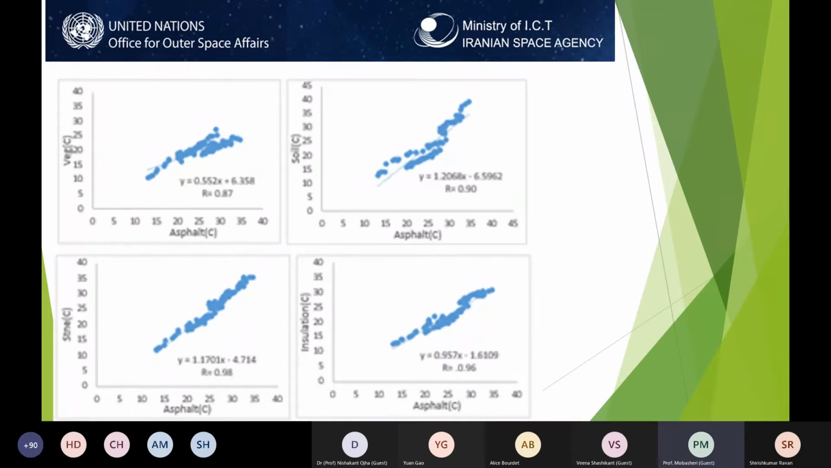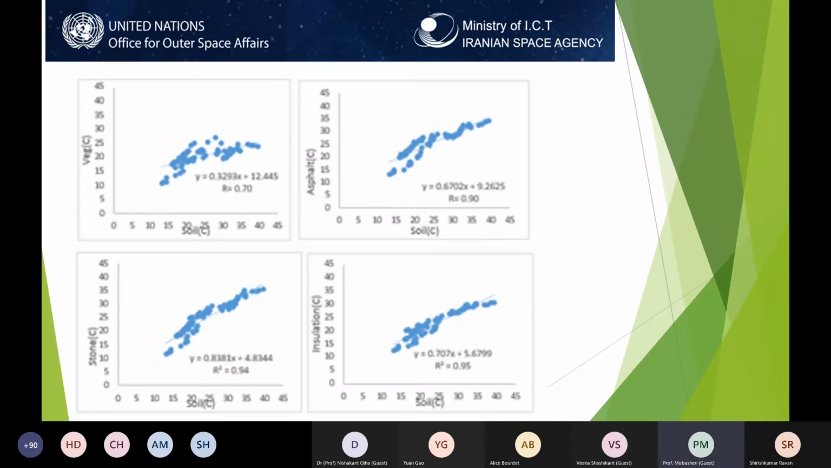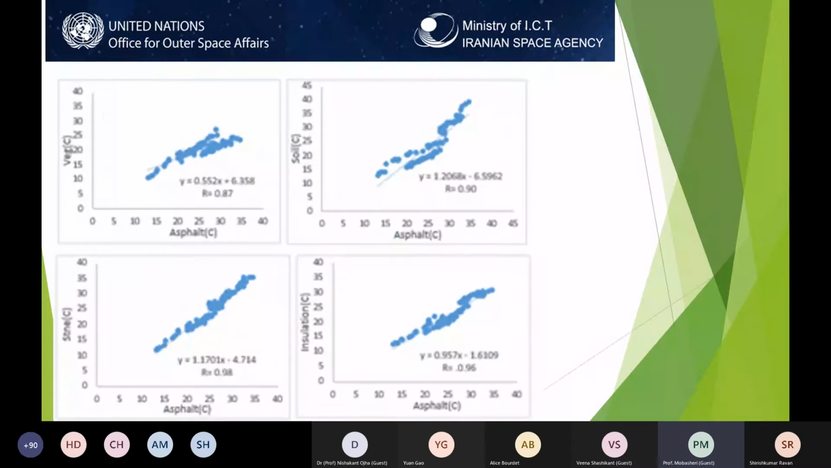You can see again, the relationship is good. It's not perfect, but later on you will see there are some errors involved with this kind of measurement. But what we are looking for is something that we need only a comparison between different surfaces around the city.